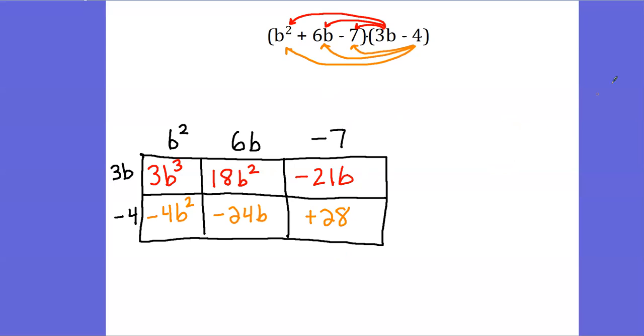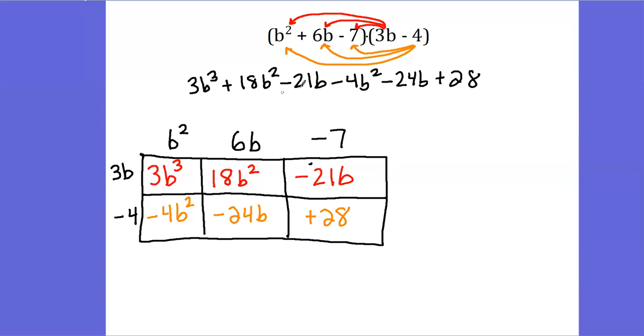Okay, we're not done. So as of right now, let me just write this answer as one big long polynomial. This is 3b cubed, I'm just copying this row up here, plus 18b squared minus 21b minus 4b squared minus 24b plus 28. All right, now using what we learned in the last lesson with adding polynomials, we can combine like terms. So now's the time to identify those like terms and put them together.